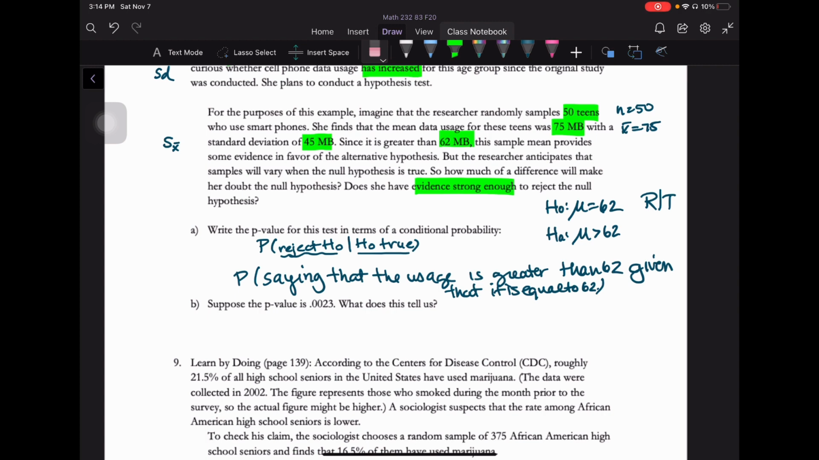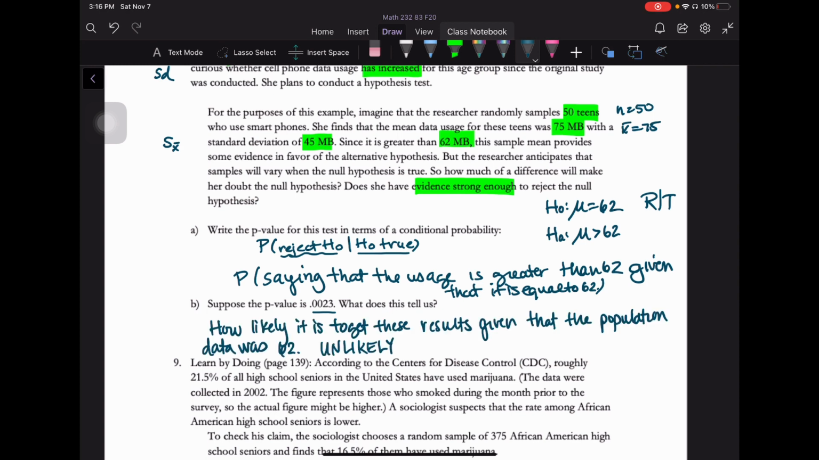Suppose the p-value is 0.0023. This probability is 0.0023. What is the chance that you would get results like this extreme, from when the population mean is 62? This is really unlikely if their mean really was 62. It would be rare for us to get a 75 average for our sample. So when we get a small p-value, we have strong evidence for the claim, which is the alternative. I'm going to stop here and break up the video.